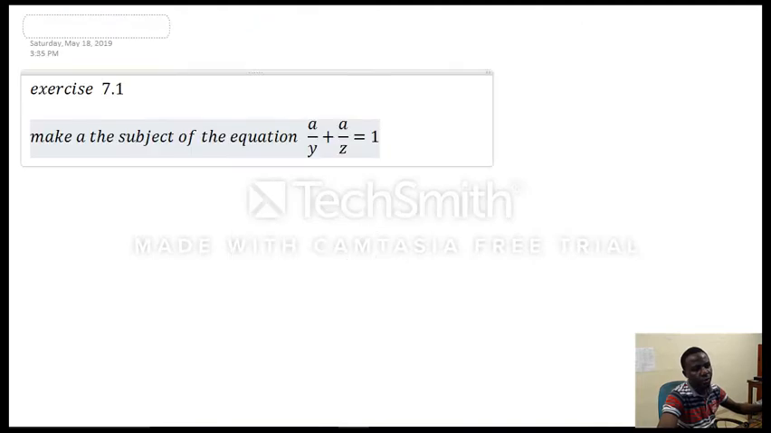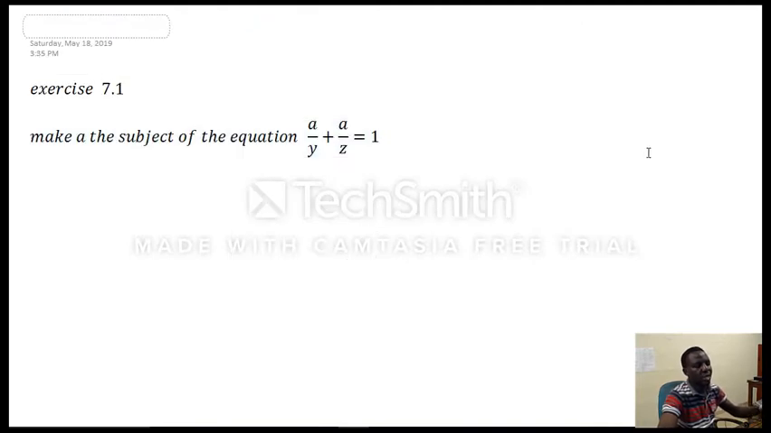Another example which we'll look at says we should make A the subject of the formula. In this example, you discover that we have A appearing twice on the left hand side and as a fraction. So we are going to see how we can factorize out A. With your knowledge of factorization, you can easily factorize out A from this equation and undo the fractions. And how do we undo the fractions? We'll get the LCM of those fractions and multiply both sides by the LCM.